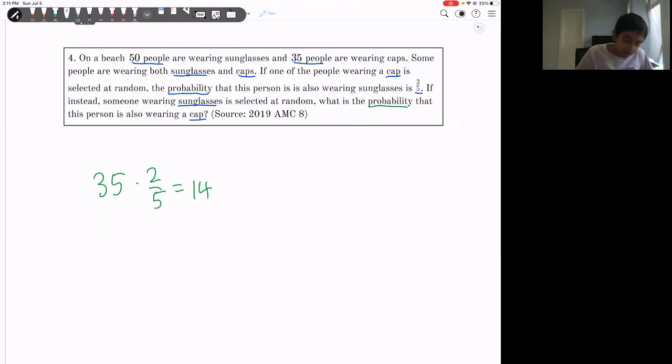So we're trying to find the probability that somebody wears both sunglasses and a cap, divided by the number of ways of just having sunglasses. So how many ways are there to have sunglasses and caps? Well, we already calculated here that 14 people wear both sunglasses and caps, so 14. And now, how many people with sunglasses? That would just be 50. So this is just 14 over 50, which if you simplify it, is 7 over 25. And that's our answer for this problem right here.